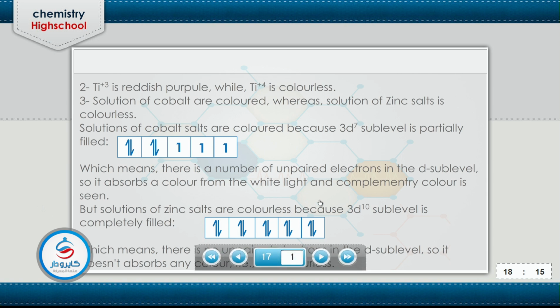But solutions of zinc salts are colorless because 3d contains 10 electrons, and this sublevel is completely filled with electrons, which means there are no unpaired electrons in the d sublevel, so it doesn't absorb any color. That means it's colorless.